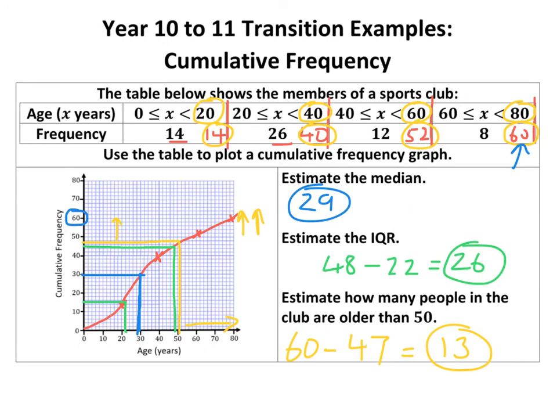But cumulative frequency, just remember, plot the top of the group. Cumulative frequency graphs can't go down because you're constantly accumulating frequency. So even if a group has nothing, you can't go down because you've got the frequency you had before. All right, but there you go.